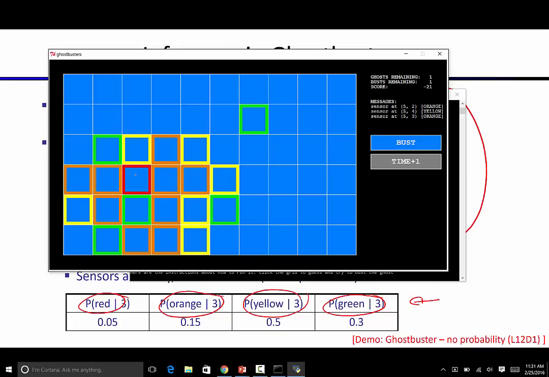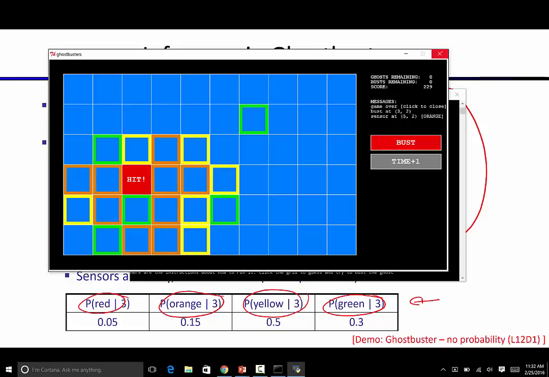People are saying the red one. Okay, let's see what happens. We got it. Got the ghost. So this worked out. Were we guaranteed to get the ghost? No. But we had a high chance based on the measurements that the ghost was there. We took our chances and it worked out.